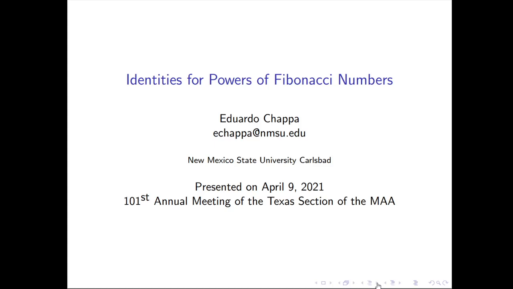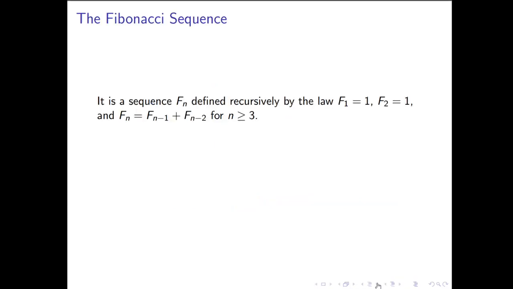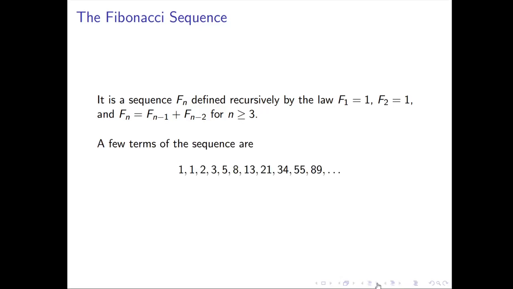So we're familiar with Fibonacci numbers, right? The Fibonacci sequence is a sequence f_n defined recursively by taking the first two numbers to be equal to 1, and then any number is obtained by adding the previous two. And a few of the terms of the sequence are the numbers 1, 1, 2, 3, 5, etc.